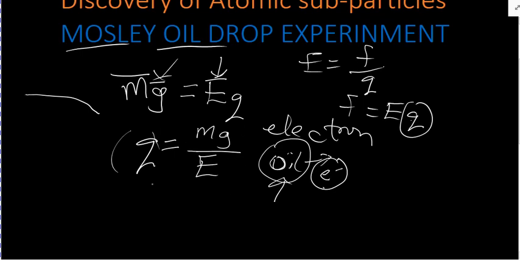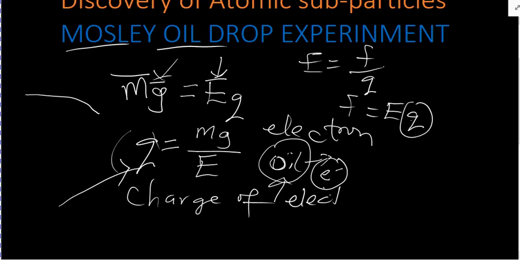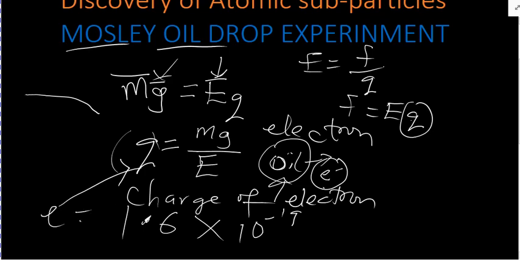was supplied, he was able to estimate, or to get, the actual charge of the electron, which of course is approximately 1.6 times 10 raised to the power of minus 19. This is also the charge of the electron. This is also equal to the charge of the proton. 1.6 times 10 raised to the power of minus 19.